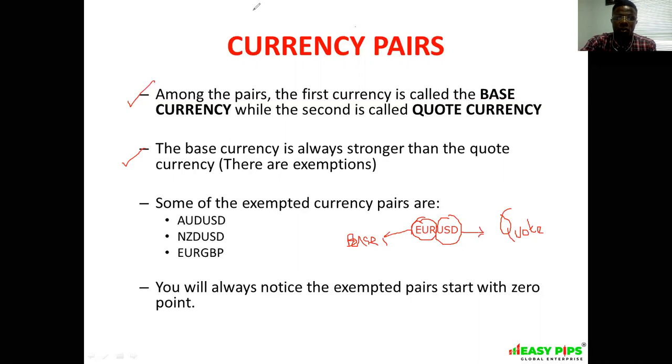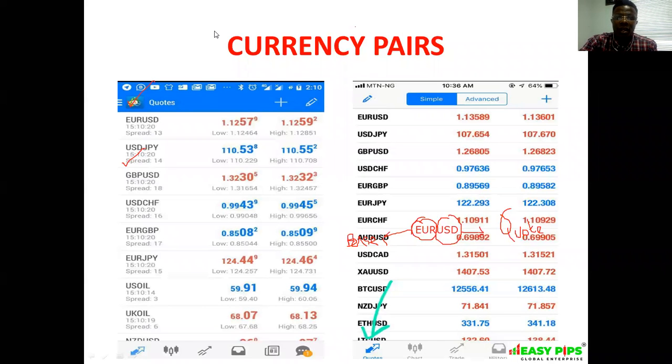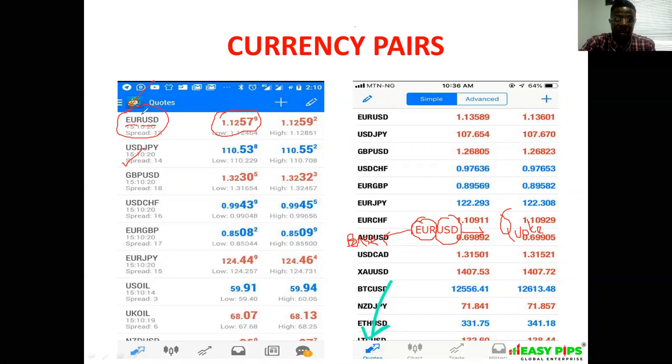Let's see an example here. Take a look at EUR USD. The value for EUR USD at this point is, this is euros to US dollars, right? And euros is appearing first. USD is coming second, which makes euros in this situation the base currency and US dollars the quote currency. So this is the value. I'm still going to explain what the second value stands for. This is the value 1.1257. Let me write it out.